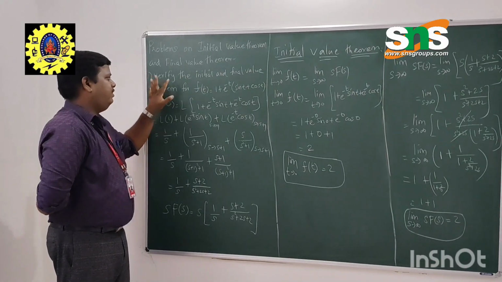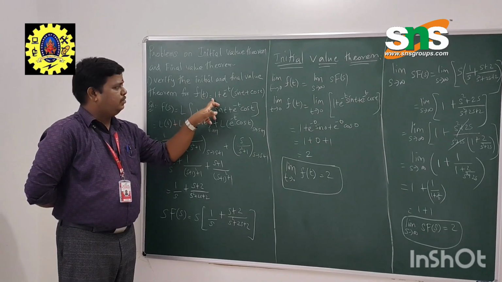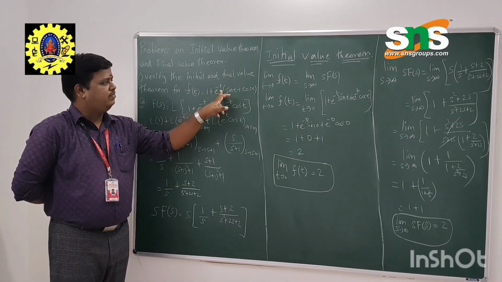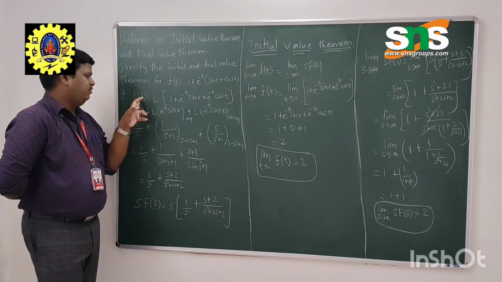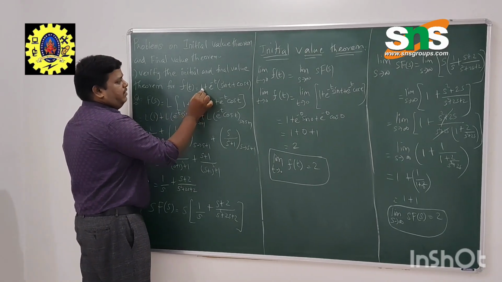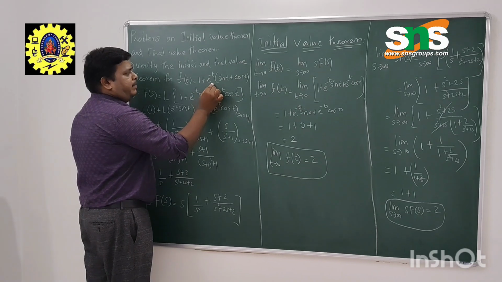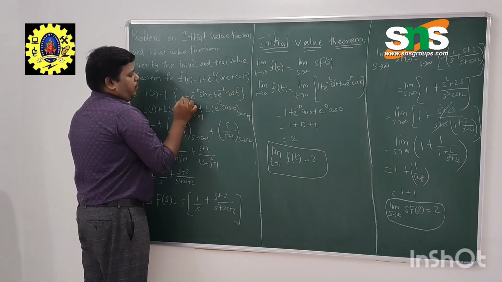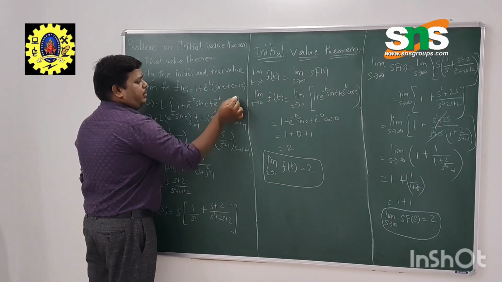First problem: verify the initial and final value theorem for the function f(t) is equal to 1 plus e power minus t into sin t plus cos t. So first we take the Laplace transform of the function f(t), which is 1 plus e power minus t into sin t plus cos t. Multiplying the e power minus t inside, we get 1 plus e power minus t into sin t plus e power minus t into cos t.